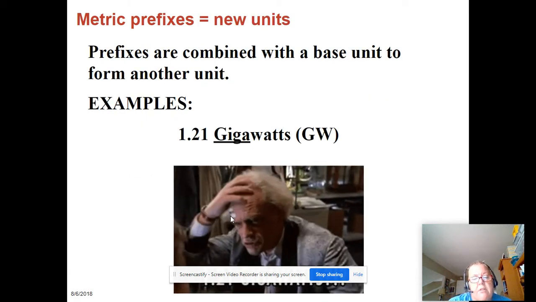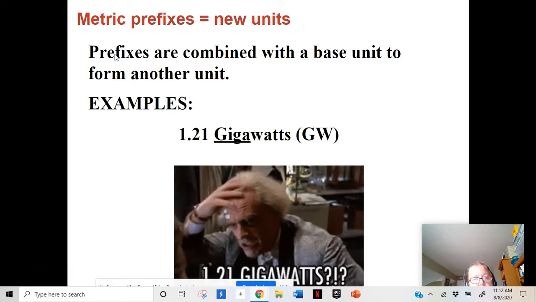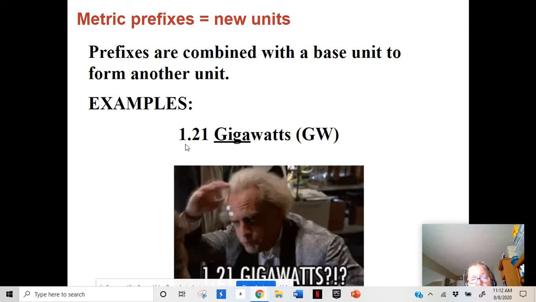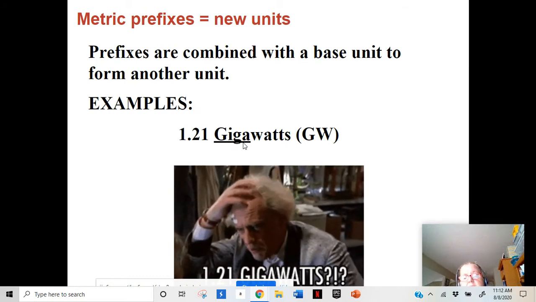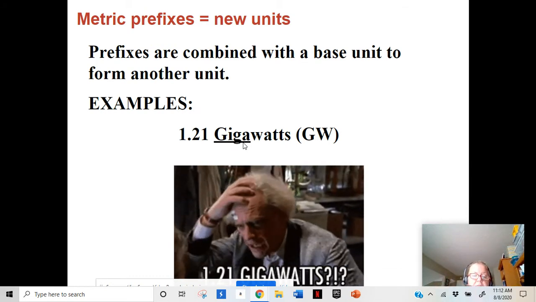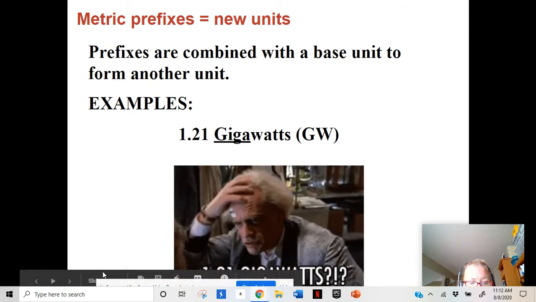So here we have another thing. Prefixes are combined with a base unit, again, to form another unit. So we have 1.21 gigawatts. It's not just watts, but now we have another unit called a gigawatt. And if you're familiar with Back to the Future, this is from Back to the Future.